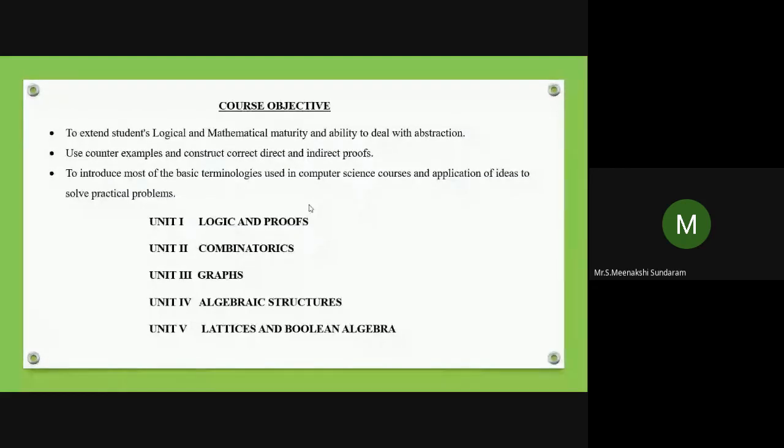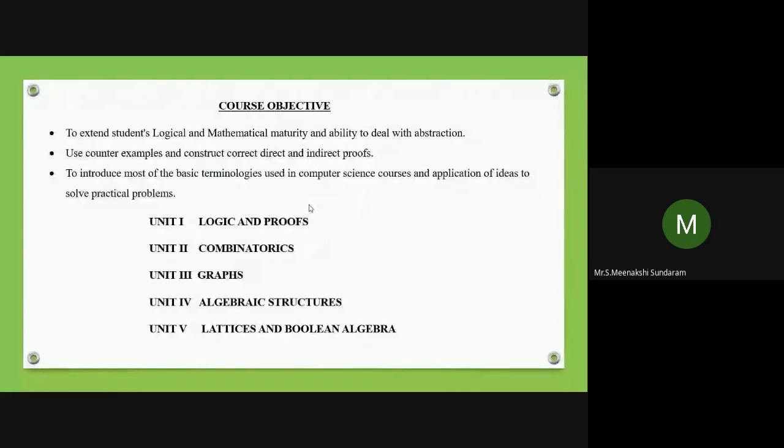And the fifth one, lattices and Boolean algebra. Here we use lattices, and then Boolean algebra with two variables. So these are the 5 units we are going to cover here. We are taking them in ascending order, so you can go for logic and proofs first.